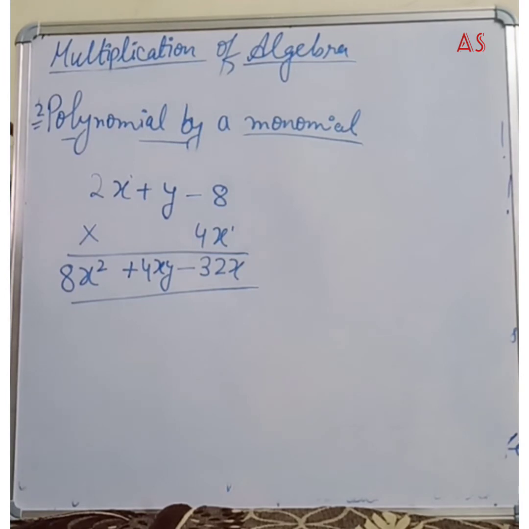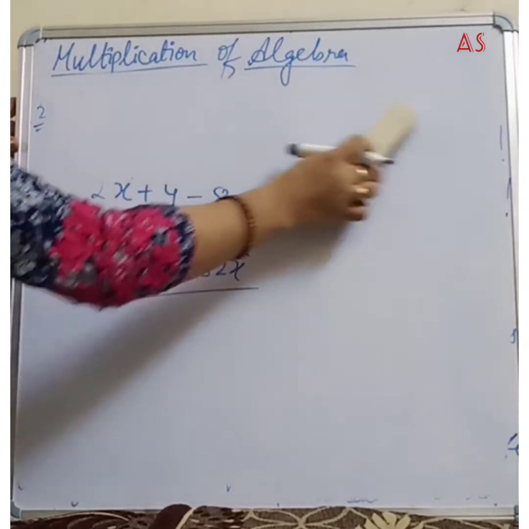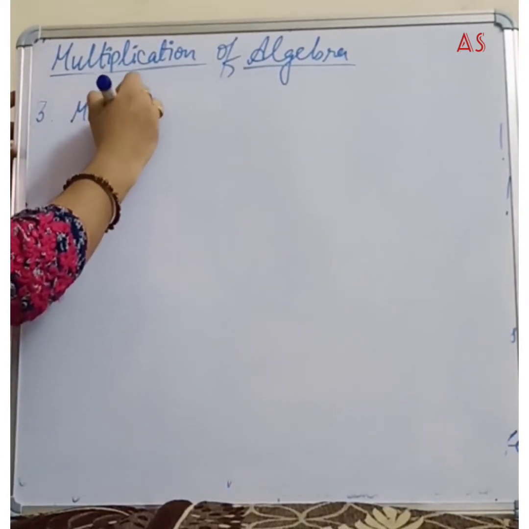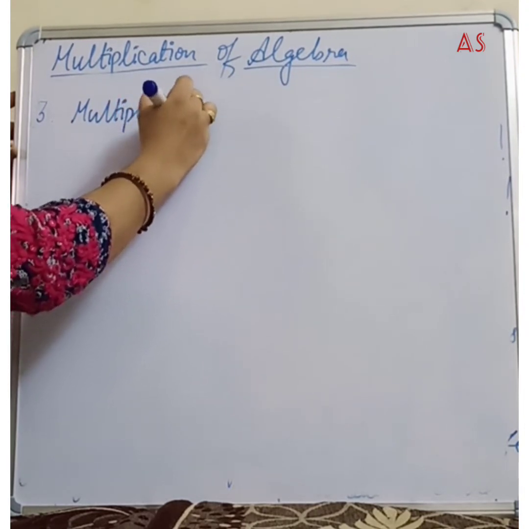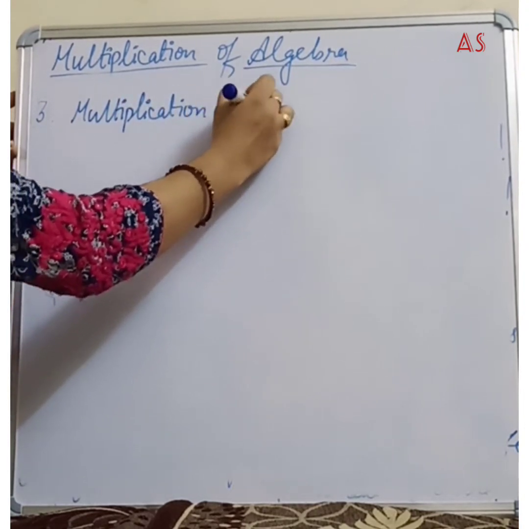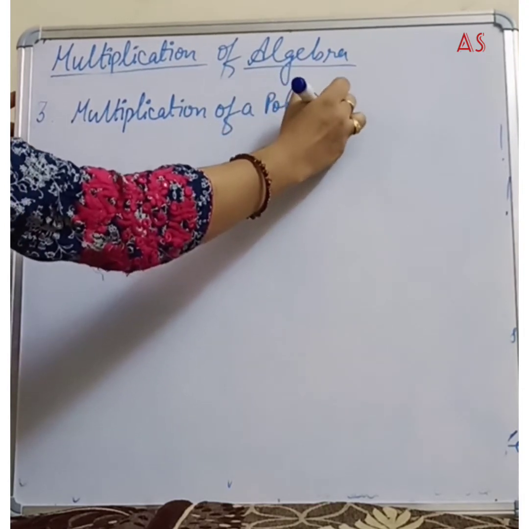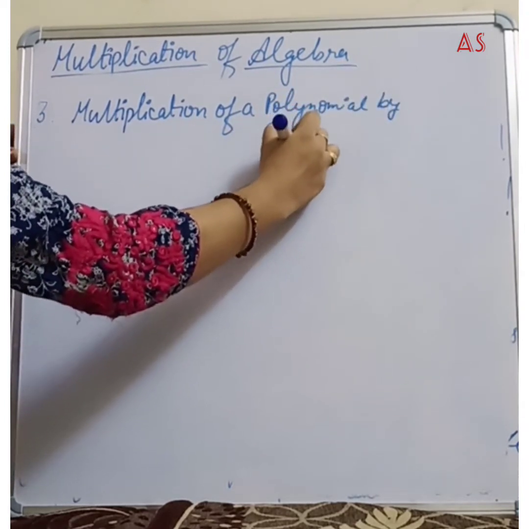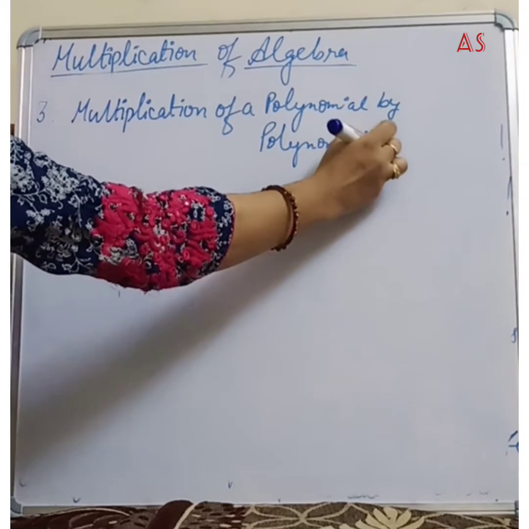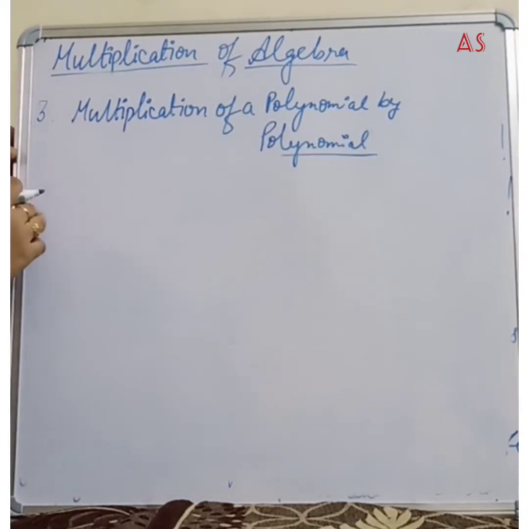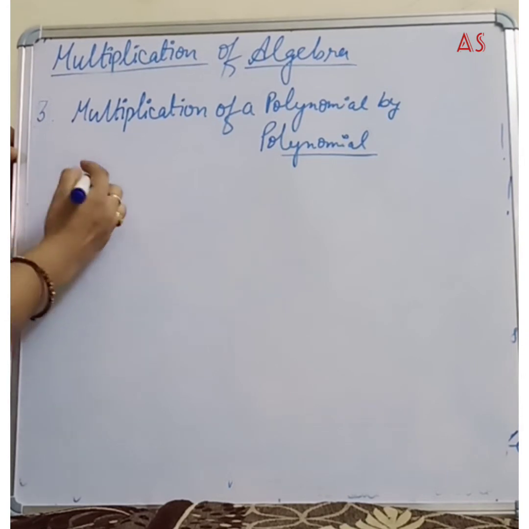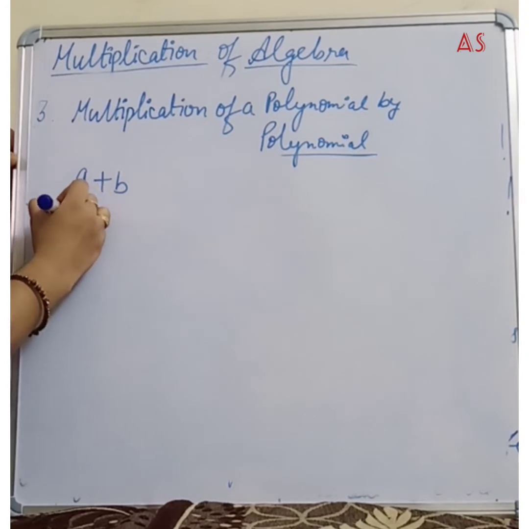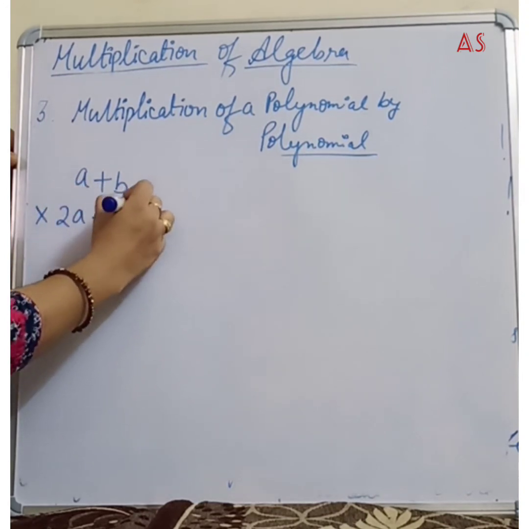Now I will explain multiplication. Next, third is multiplication of a polynomial by polynomial. Okay, it means we have 2 or more than 2 terms. So we have to do 2 or more terms. Suppose you have a question a plus b multiply a plus 3b. This is a question.